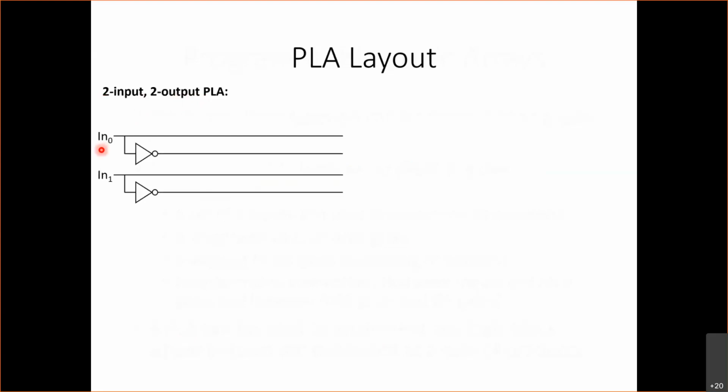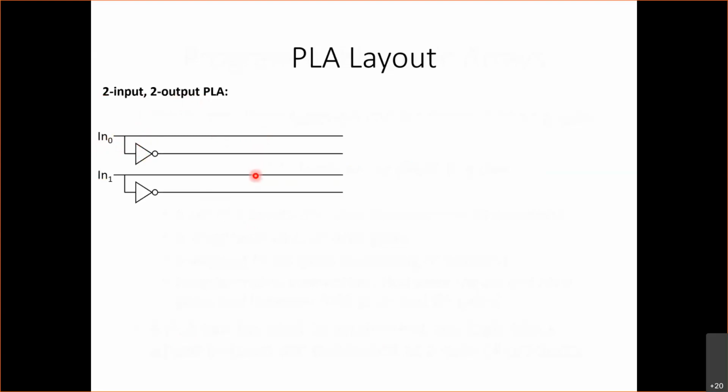The layout of a PLA is going to look like this. If I have a 2-input, 2-output PLA, we're going to have 2 inputs, and each of these inputs is going to have an inverter. So we have 2 inputs, and over here we have 4 lines corresponding to each input and its inverse.